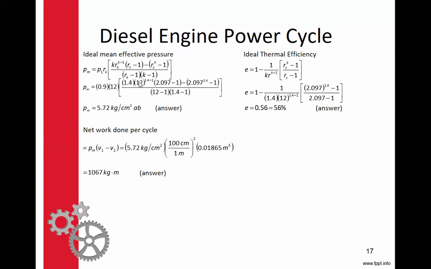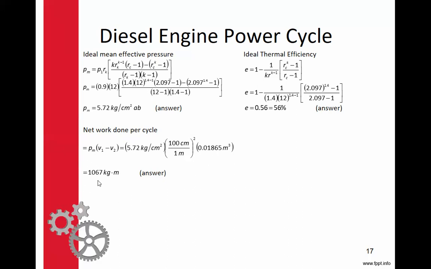Now the net work done per cycle is P sub M times V sub 1 minus V sub 2, which is equal to 5.72 kilogram per centimeter squared times 100 centimeter per meter squared, converting to per meter squared, times 0.01865 cubic meters.